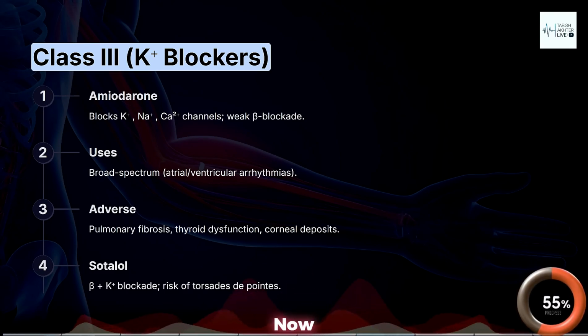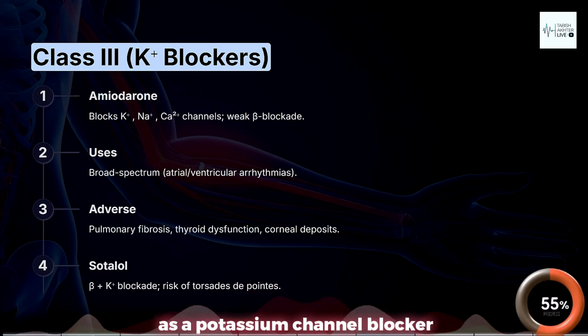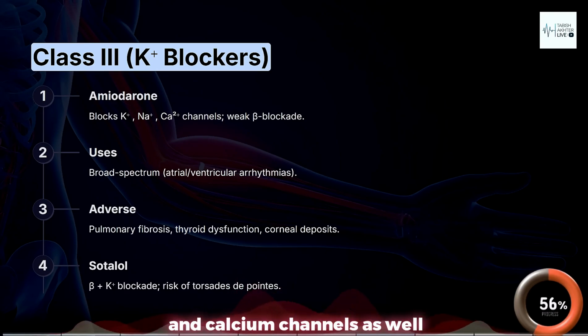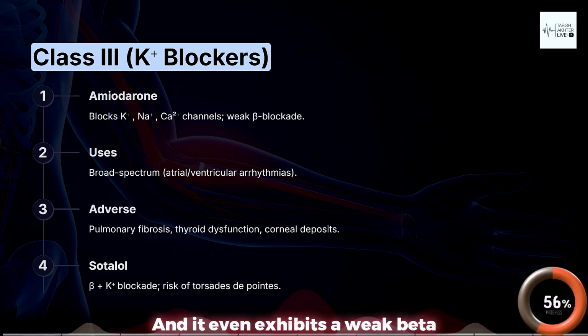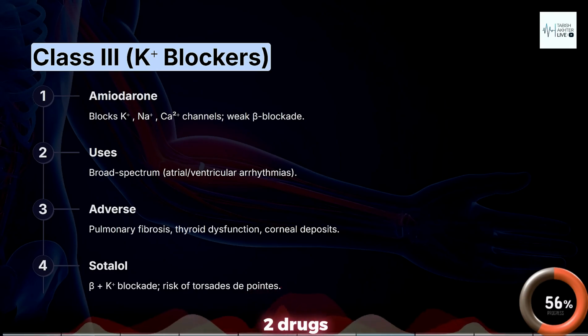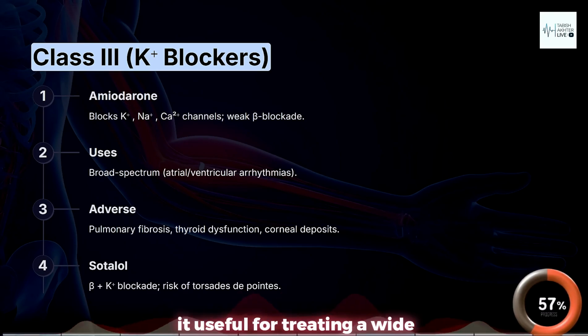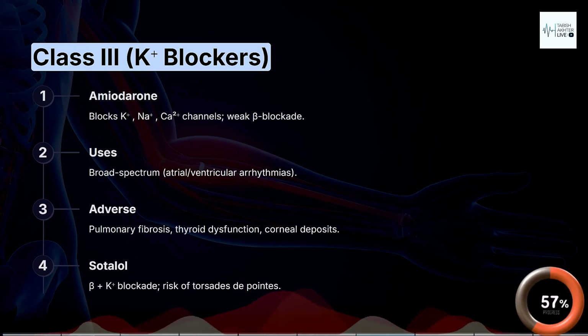Precisely. Now, amiodarone is a fascinating drug because while it's classified as a potassium channel blocker, it actually has effects on sodium and calcium channels as well. Wow, a multitasker. It really is. And it even exhibits a weak beta blocking action like the class 2 drugs. This broad range of effects makes it useful for treating a wide variety of both atrial and ventricular arrhythmias. It's a real workhorse. I sense a but.